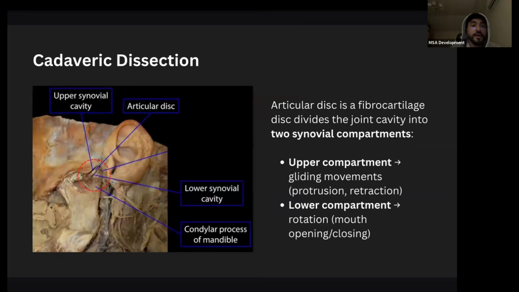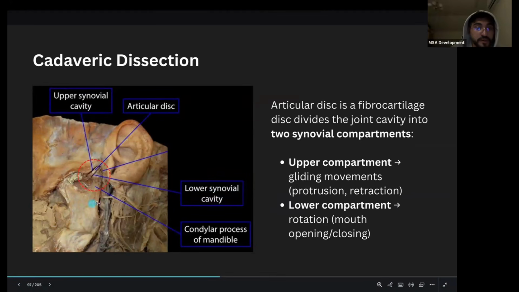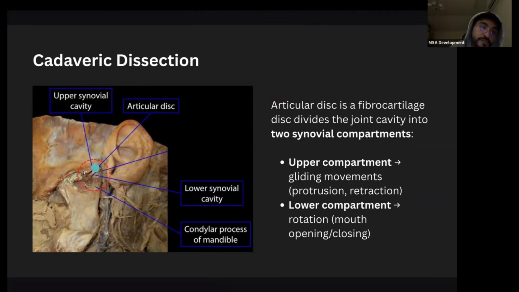Now, if you look here at this cadaveric dissection, this is going to be your TMJ, okay? And within your articular disc, it gets divided into an upper synovial cavity and a lower synovial cavity. Why so? The upper part is going to be responsible for gliding movement. It's going to be responsible for protrusion and for retraction.